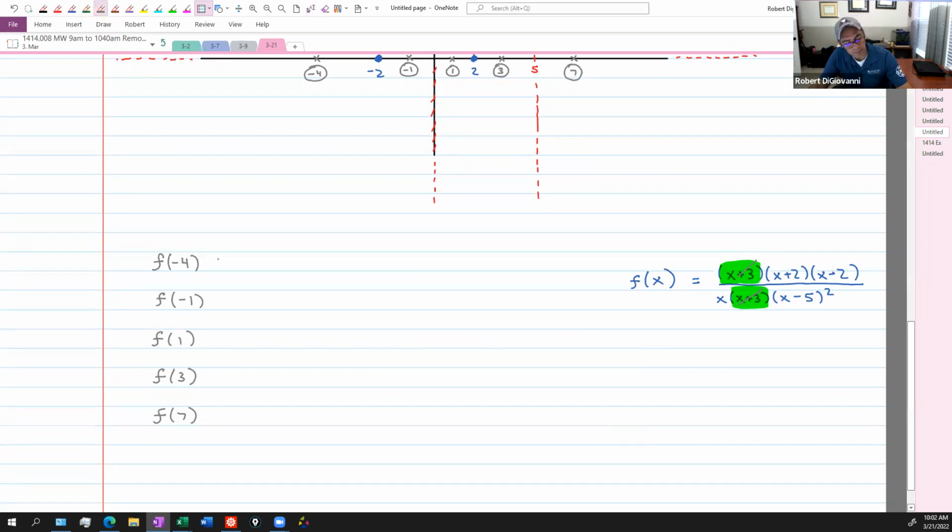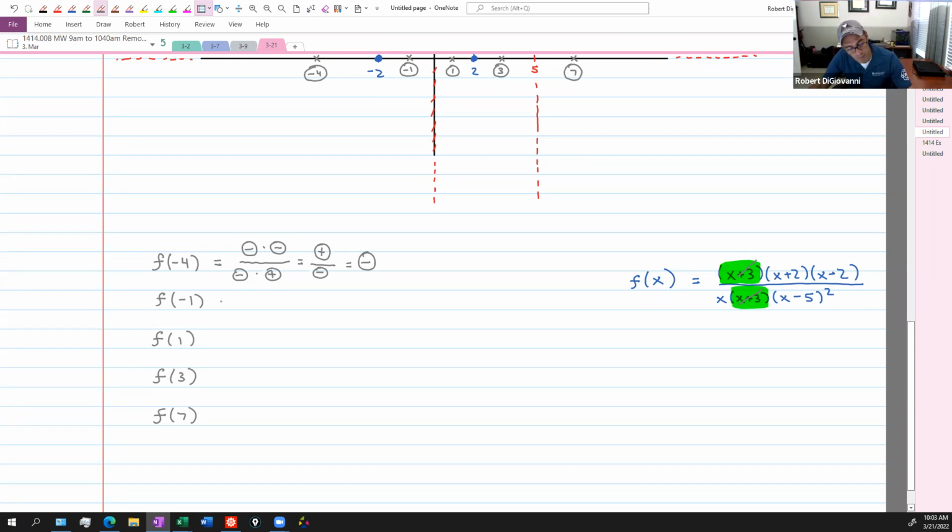So watch what happens here. If we plug in a -4, -4 plus 2 is negative, times -4 minus 2 is still -6, over, don't forget this x right here, -4, times, and then look at this one, -4 minus 5 is -9, but then you're squaring it. And because you're squaring it, it becomes positive. On the top, 2 negatives become positive. On the bottom, a positive and a negative become negative. And a positive and a negative divided is negative.